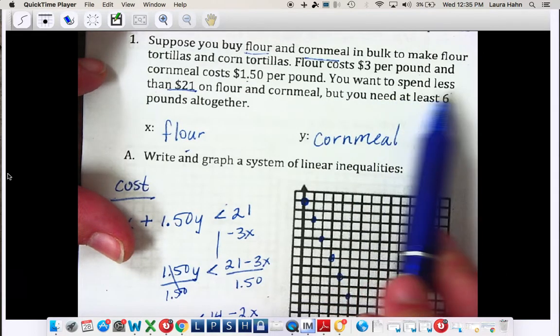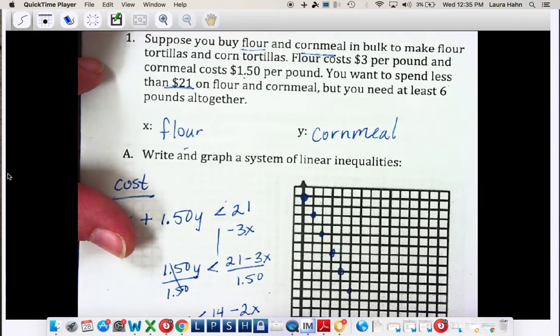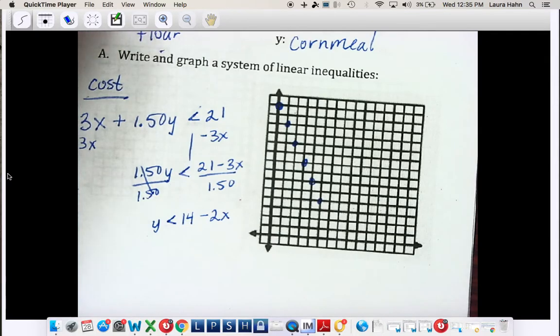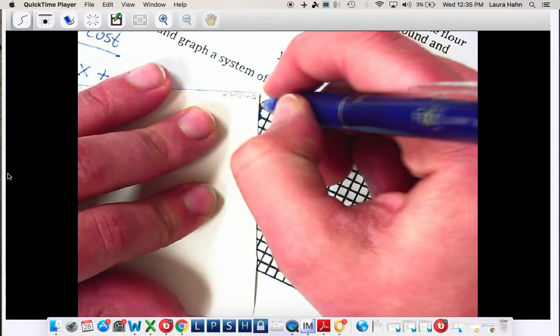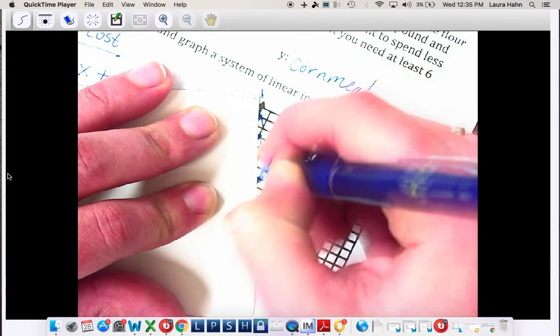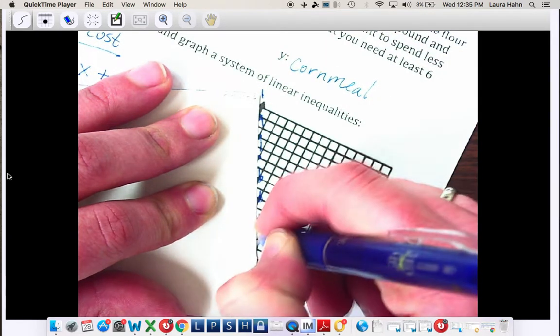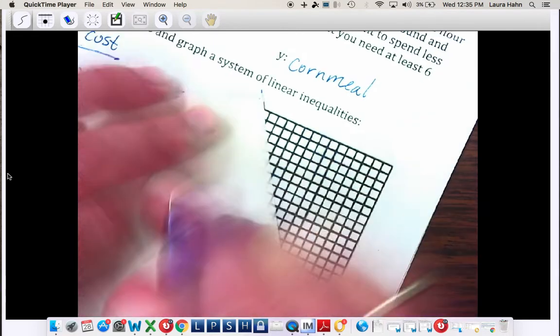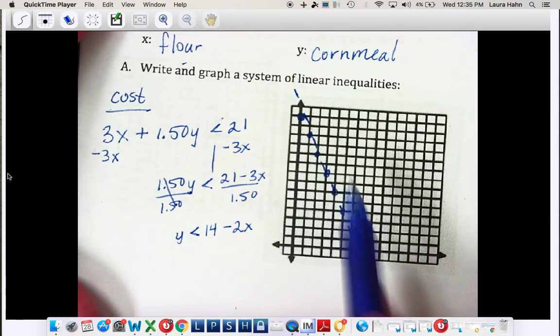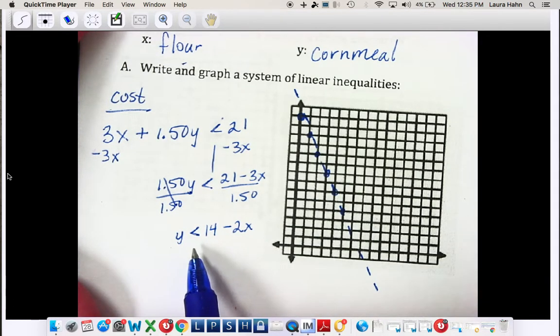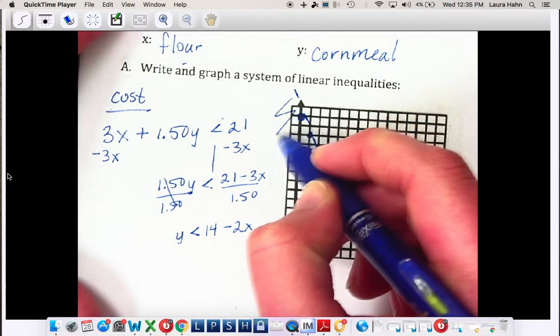It says you want to spend less than. I'm sorry. So that should have been a less than sign, which means I want a dotted line. Okay, all cleared up. So spending less than, no solid line, so I use a dotted one, and this is a less than symbol, so I'm going to shade lightly underneath.